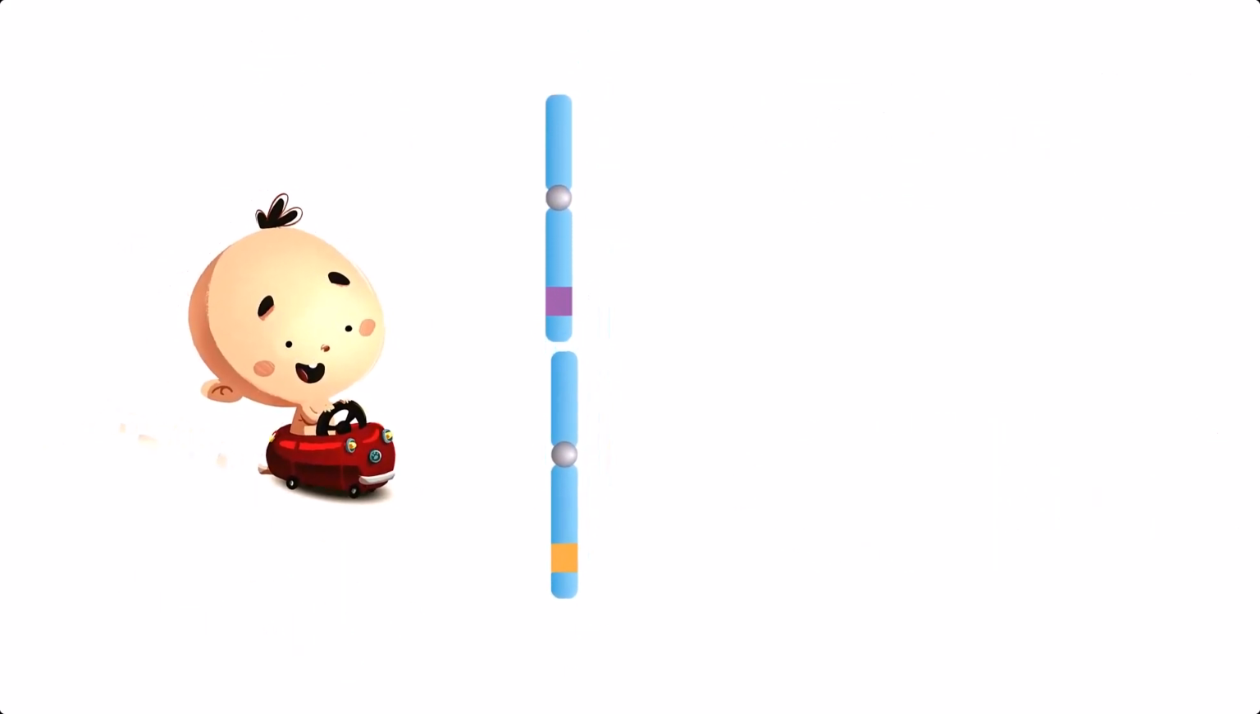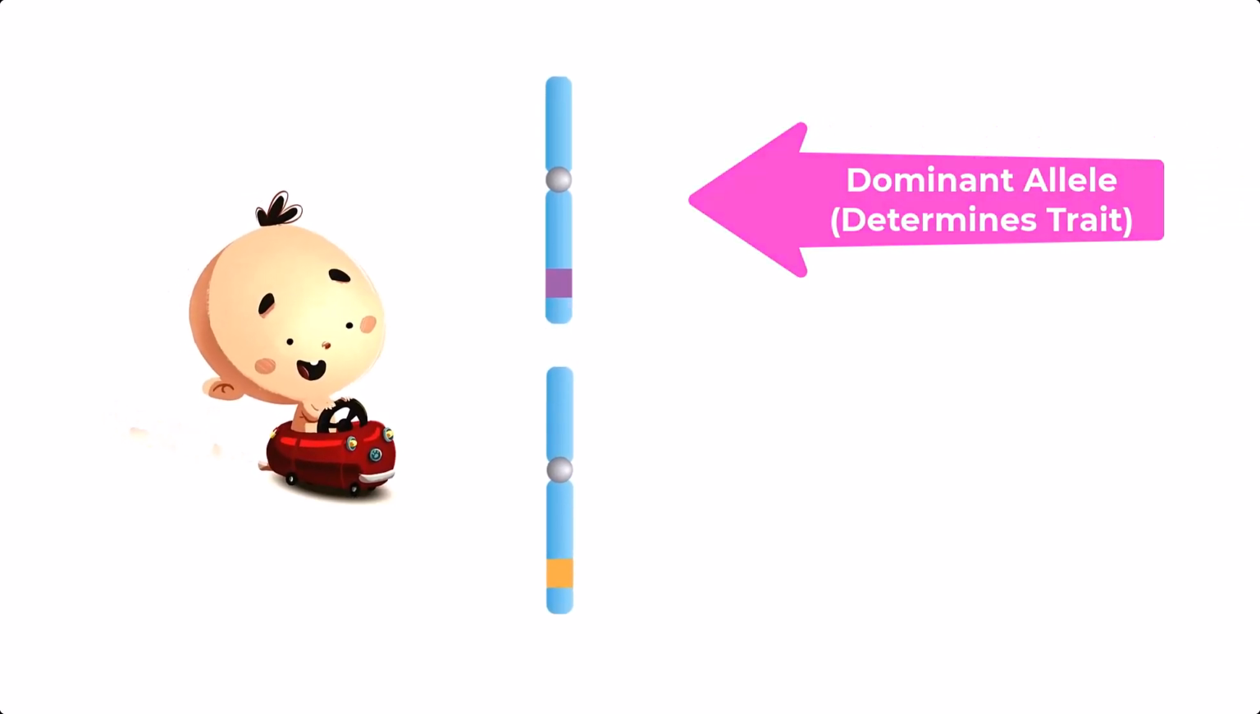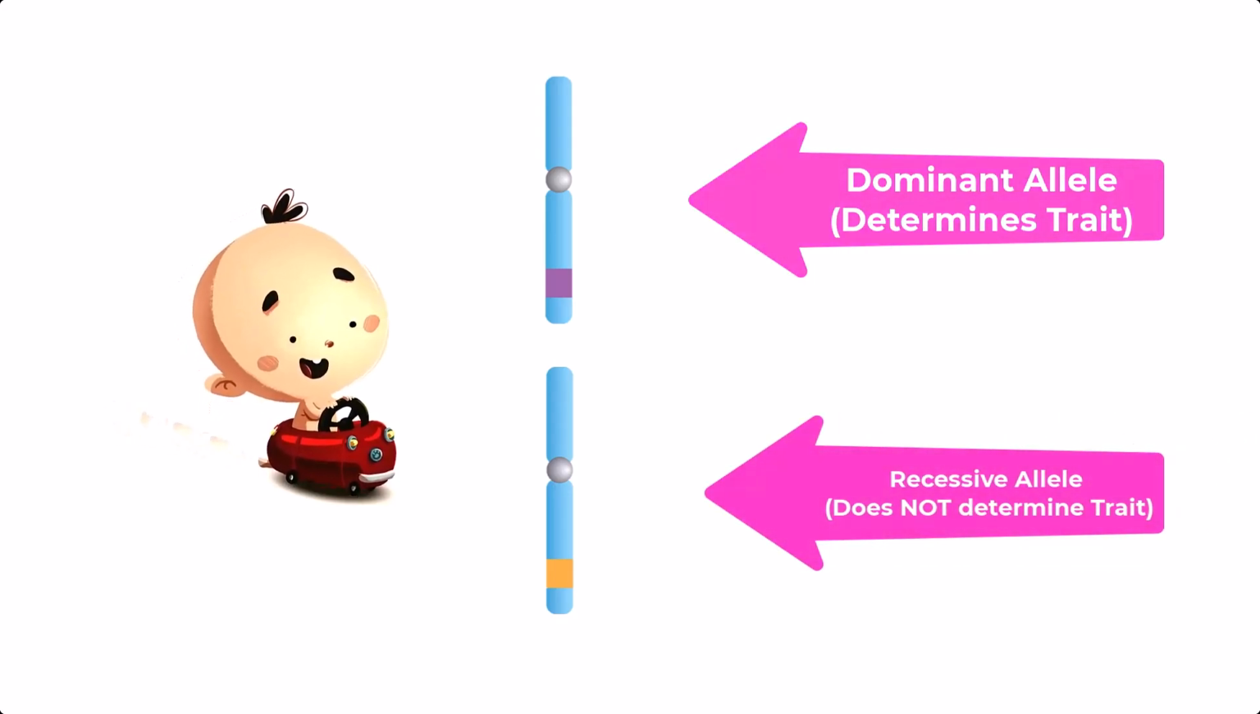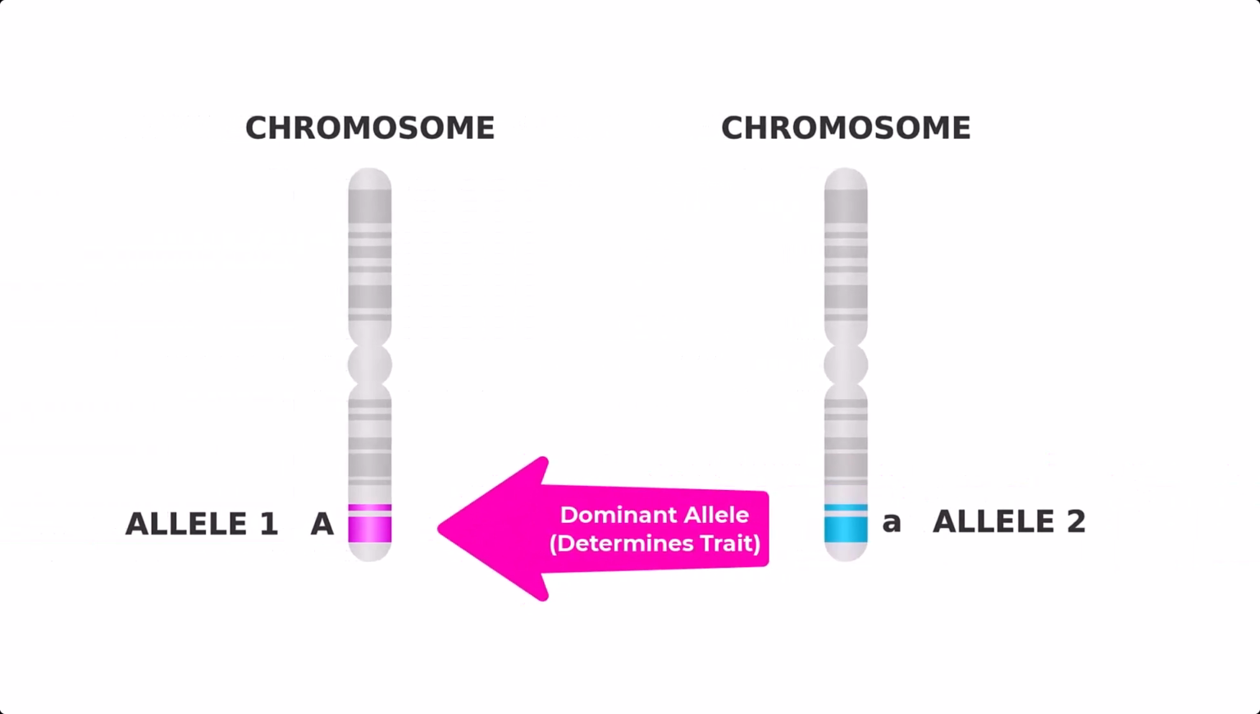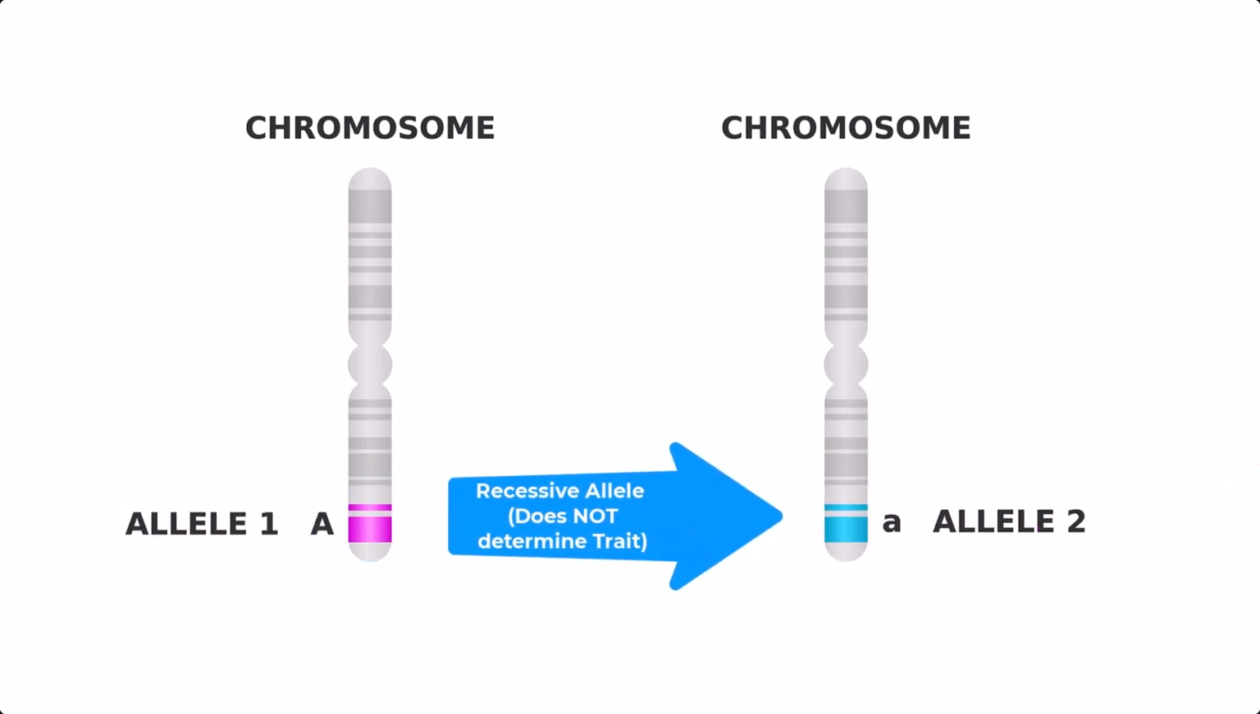If an organism has 2 different alleles for a gene, one allele determines the organism's appearance, and this is called the dominant allele. The other allele has no noticeable effect on the organism's appearance and is referred to as the recessive allele. Geneticists use uppercase italic letters to represent dominant alleles. Lowercase italic letters are used to represent recessive alleles.